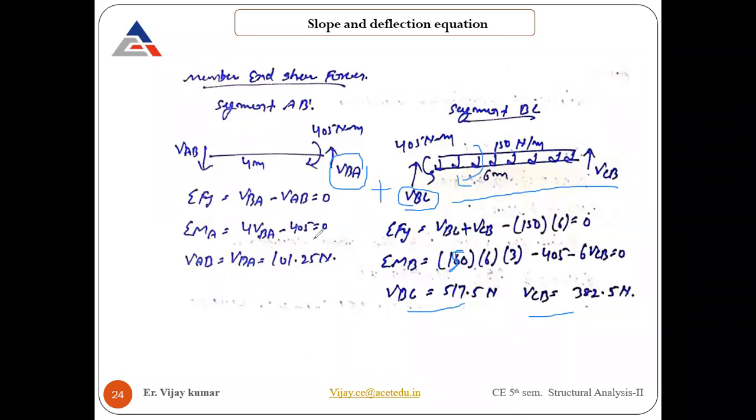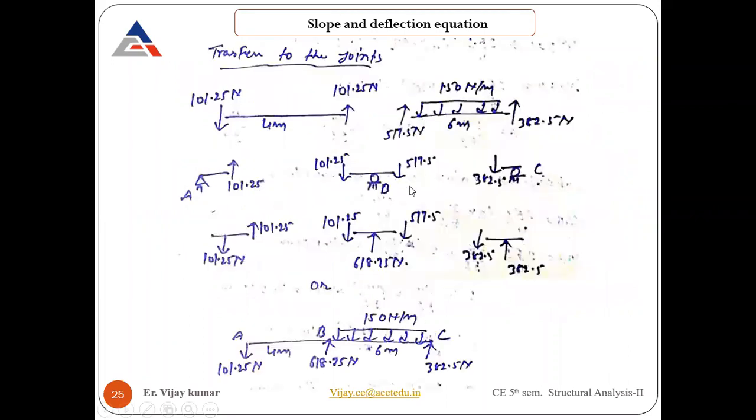You need to add them. So the total force here at this point will be 517.5 plus 101.25. So let me show you how we can do that. At B point, there are two moments and a shear force also from the other side. So the total value will come out to be this is the one value, this is the other value.